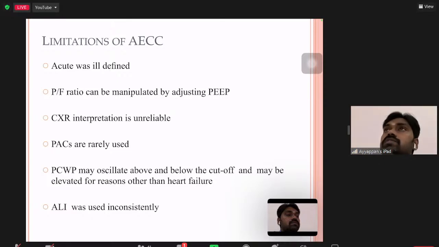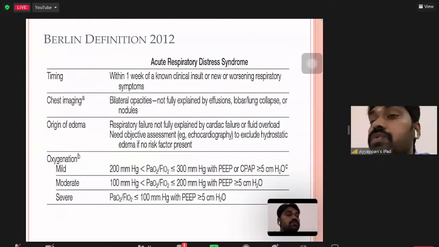And there was a lot of confusion between the terminology used, whether to term it as ALI or ARDS, and addressing all these issues was the main priority of the Berlin definition 2012.